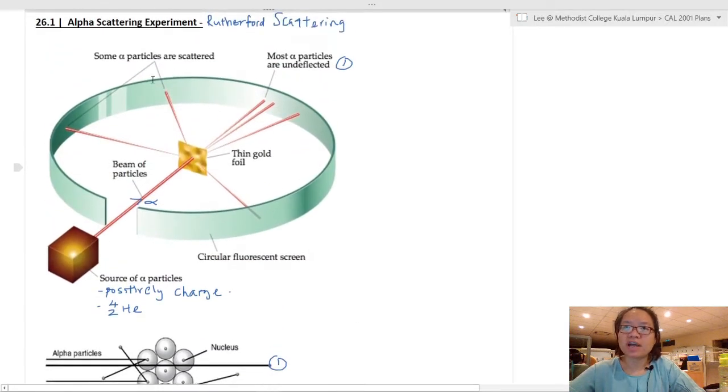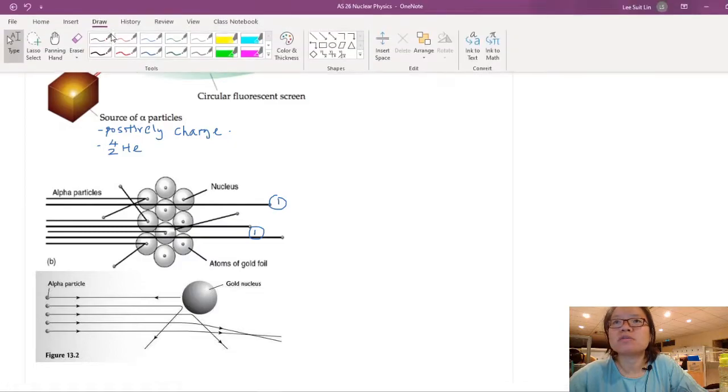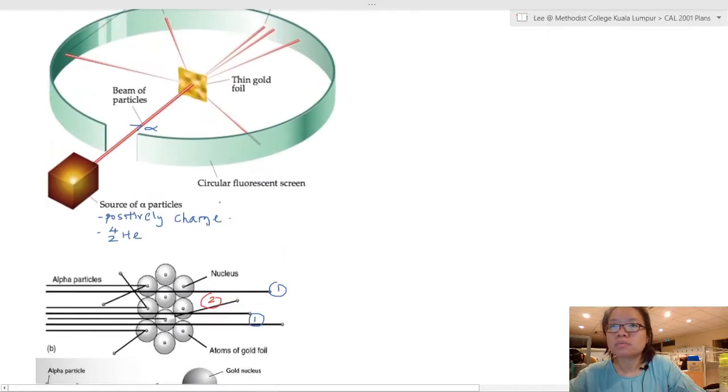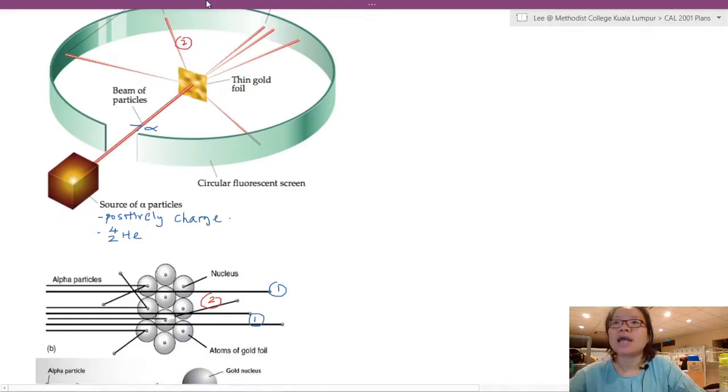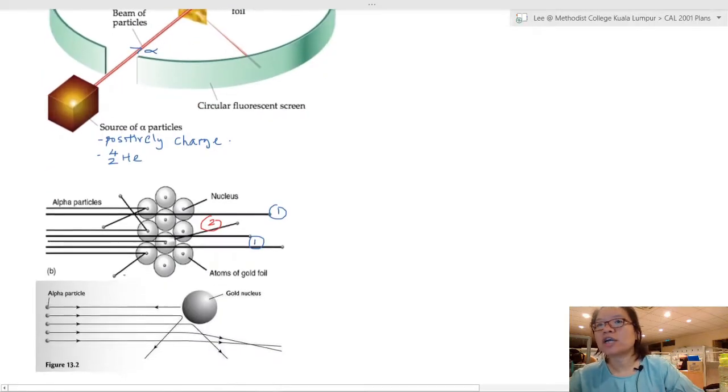But some of the alpha particles are scattered. You notice that there are two types of scattering. Some of it will scatter in a small angle, and some of it will scatter in a big angle, an obtuse angle. This is an example of a small angle, where you deflect a bit like this. I'm going to label this one as 2. So this one, small angle, is 2. And large angle, I'm going to make that 3. So the large angle will be this one, 3.